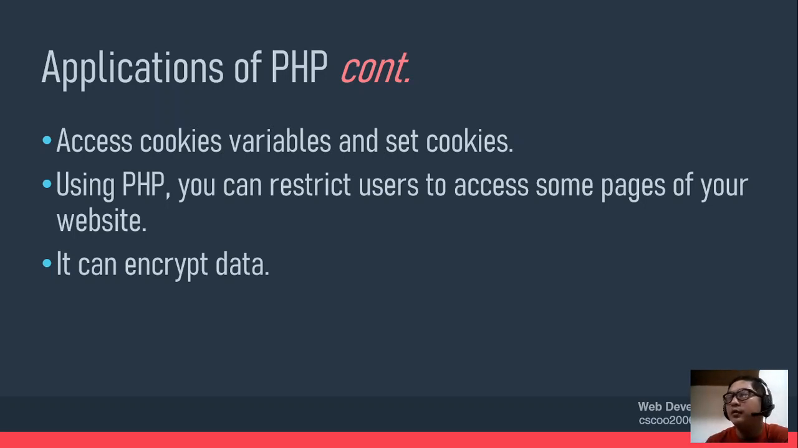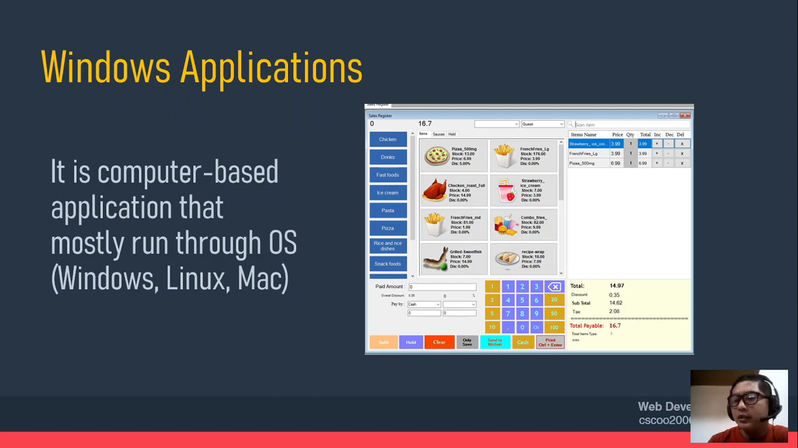So there are several things. Okay, so let us differentiate between a Windows application and a web-based application. A Windows application is a computer-based application that mostly runs through the operating system, just like what we do in Visual Studio. In C Sharp, we develop applications that run on operating systems such as Windows. We can integrate several components and so on, and it requires us to compile and install them on a local PC. Okay, so that's the Windows application.